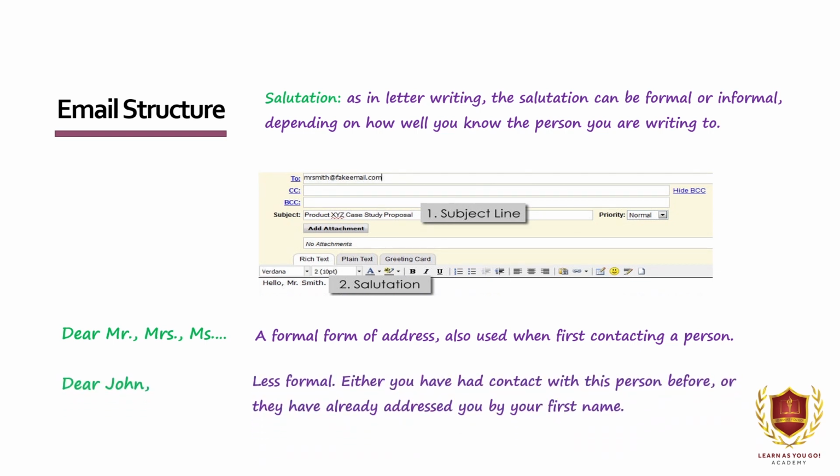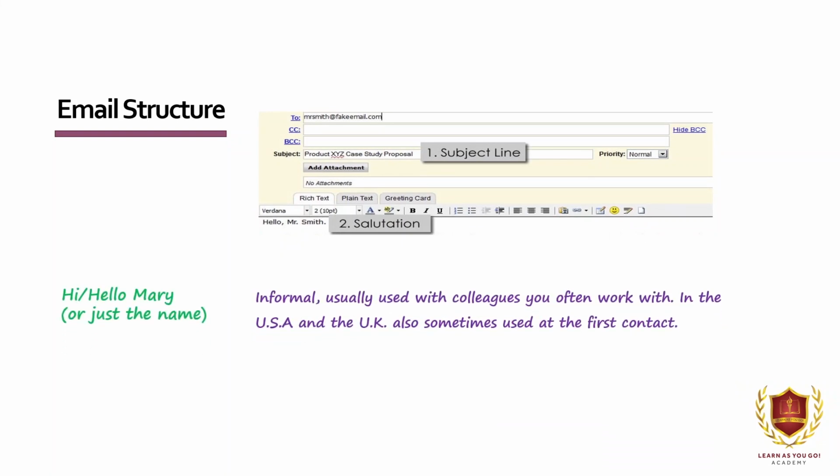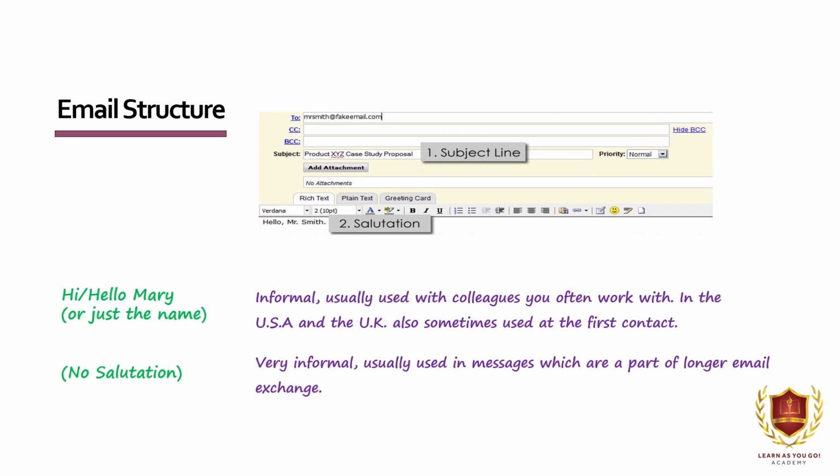Dear John, less formal. Either you have had contact with this person before or they have already addressed you by your first name. Hi, hello Mary, or just the name. Informal. Usually used with colleagues you often work with. In the USA and the UK also sometimes used at the first contact. No salutation. Very informal, usually used in messages which are part of a longer email exchange.